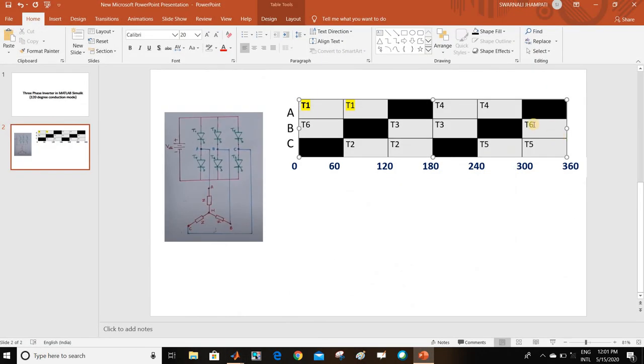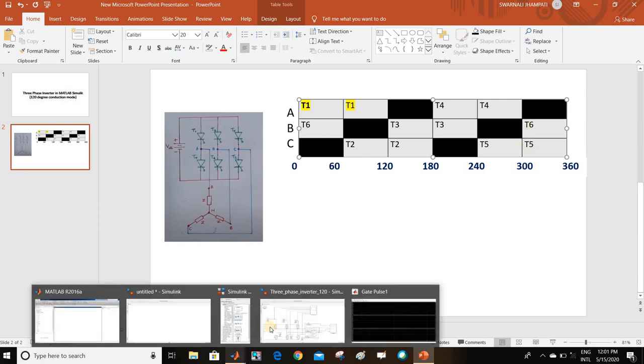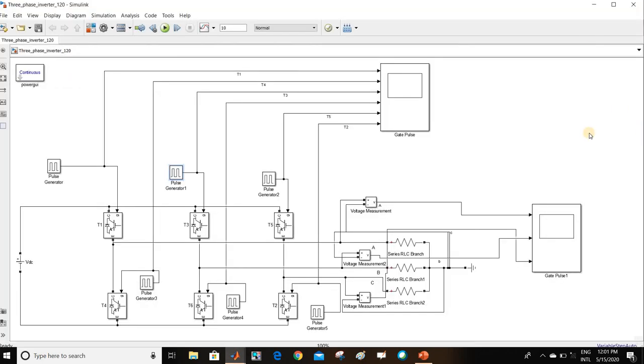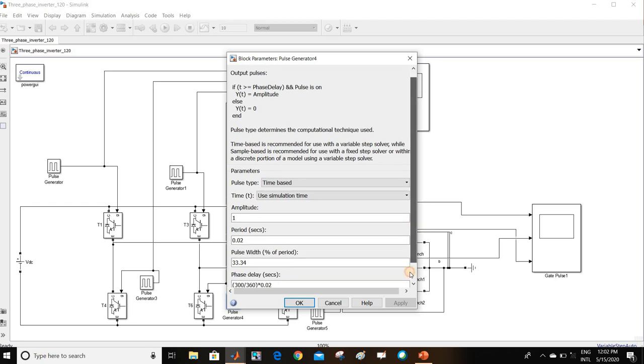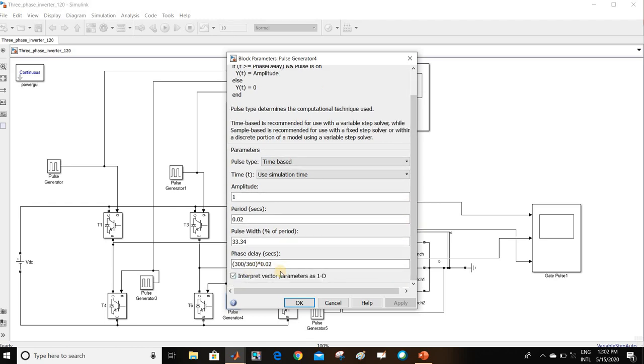Next we have T6. You can see here T6 will get triggered at 300 degrees. Same way, for 360 degrees it will be 0.02, and for 300 degrees it will be 300 by 360 into 0.02.